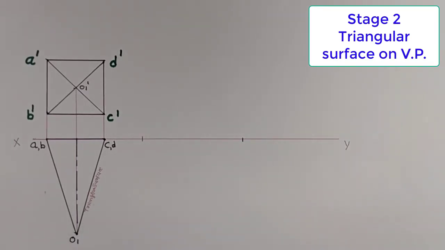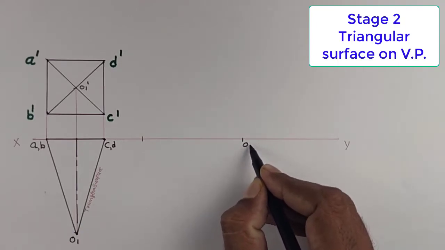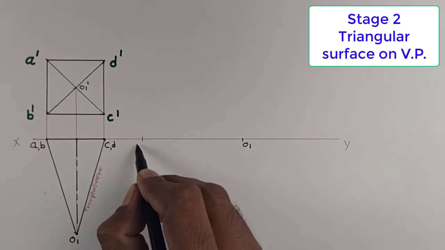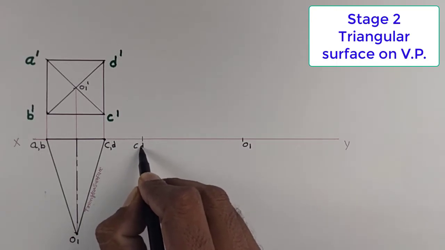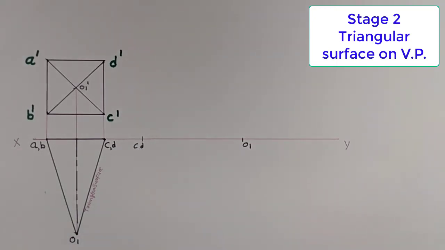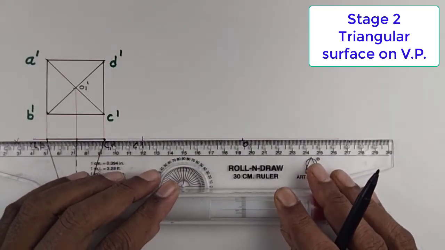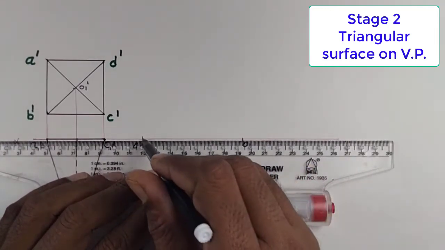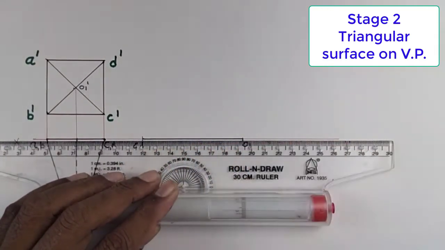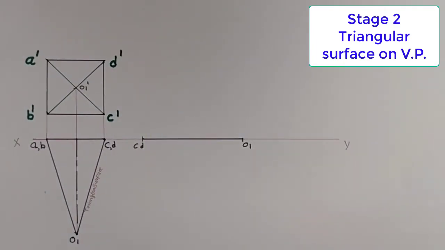So first off, we mark our CDO1 on XY. Now we draw the dark line. So this is your triangular surface on VP. Now rearrange your previous plan with reference to O1CD. So what I do?